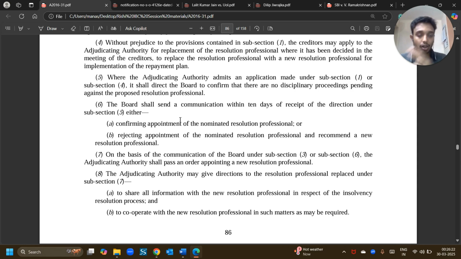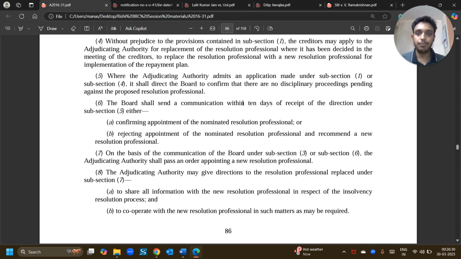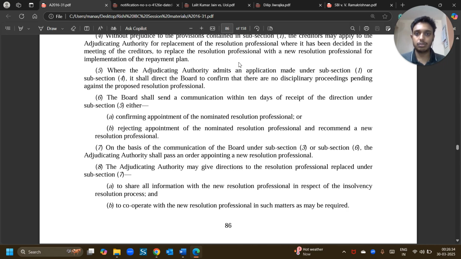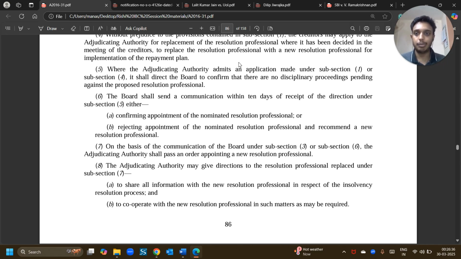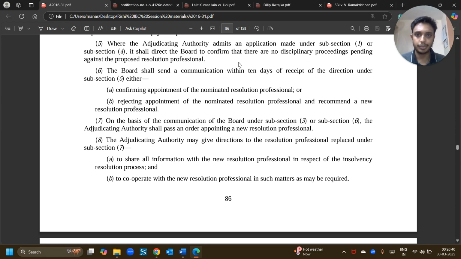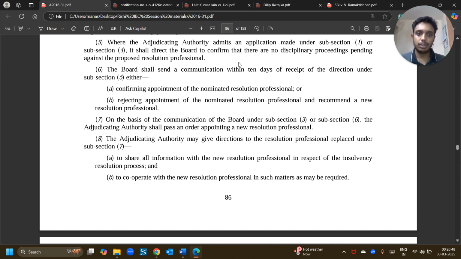Now here there is another alternate route by which the RP can be replaced, which is where at the meeting of the creditors, if the creditors decide that the RP will have to be replaced, then an application can be made before the adjudicating authority to replace the RP with the new RP for the implementation of the repayment plan. And then subsection 5 says that the adjudicating authority, on an application under subsection 4, shall direct the board to confirm there are no disciplinary proceedings.